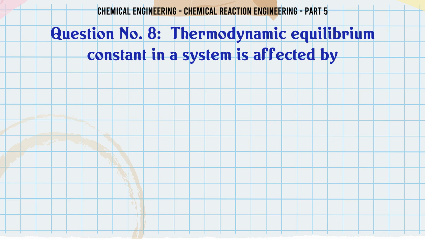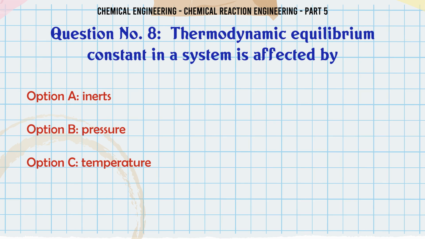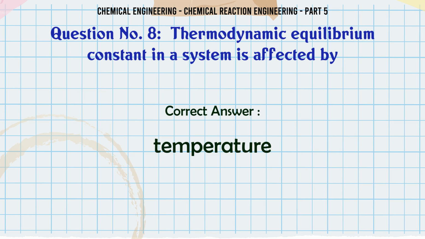Thermodynamic equilibrium constant in a system is affected by: A. Inerts. B. Pressure. C. Temperature. D. All of A, B, C. The correct answer is temperature.